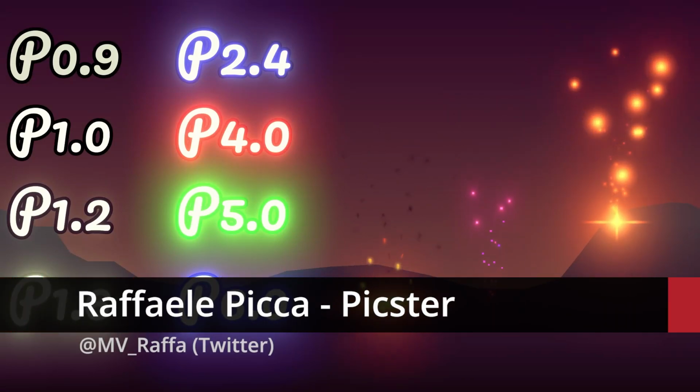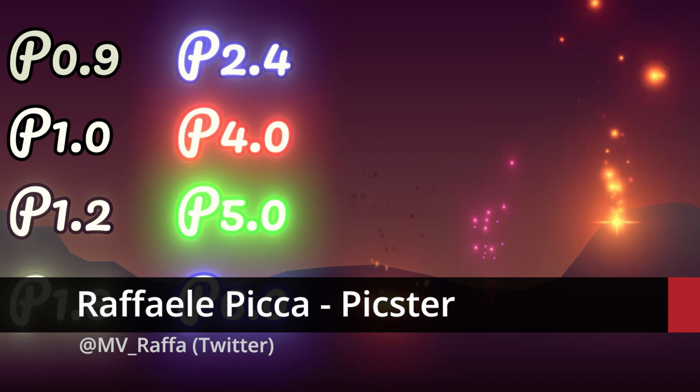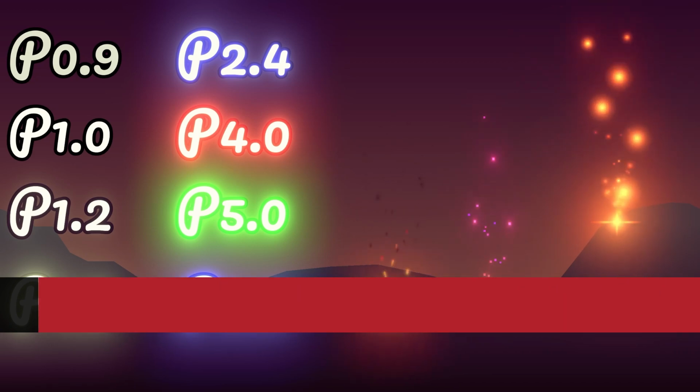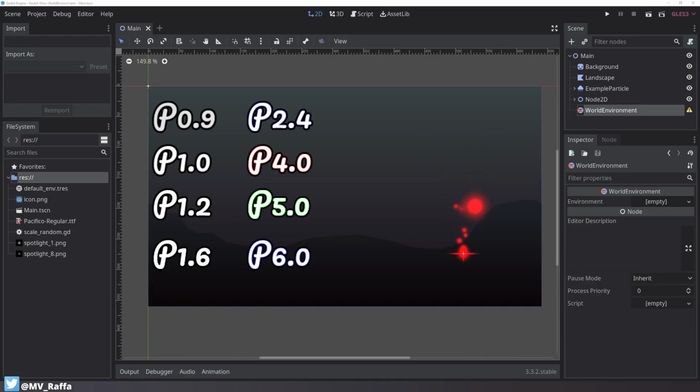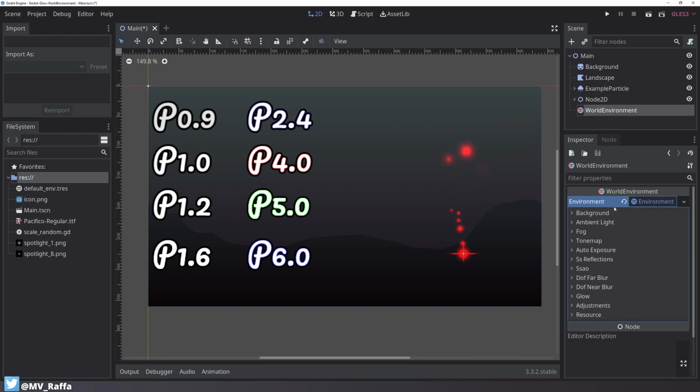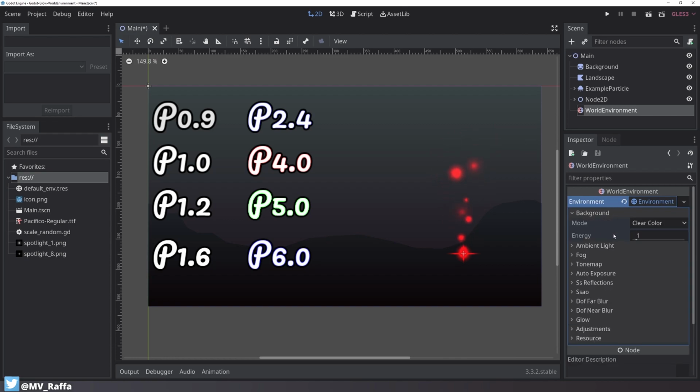Today we look into the World Environment node, Glow, and a bit into HDR Colors. I already set up a simple example scene and added a World Environment node. In this node, let's add a new environment. Now we need to go to Background and set Mode to Canvas, otherwise it won't work at all.